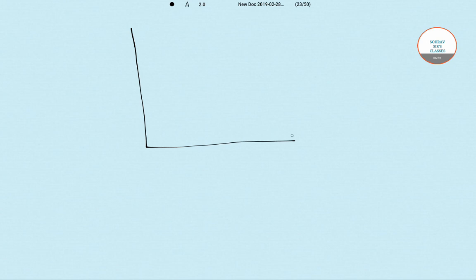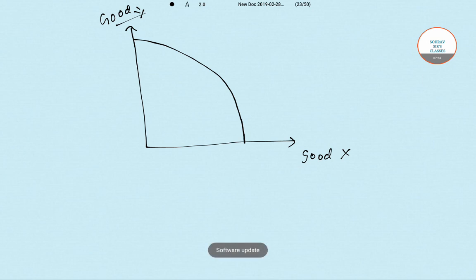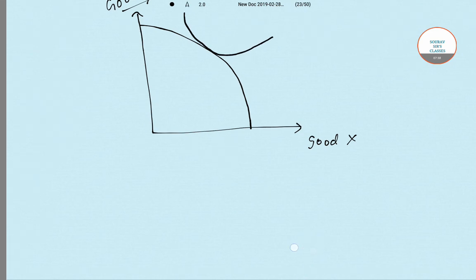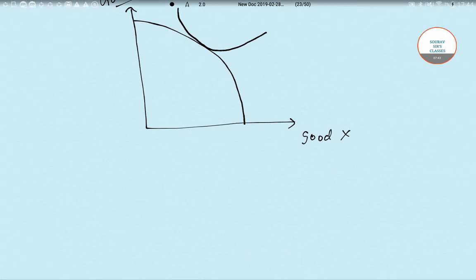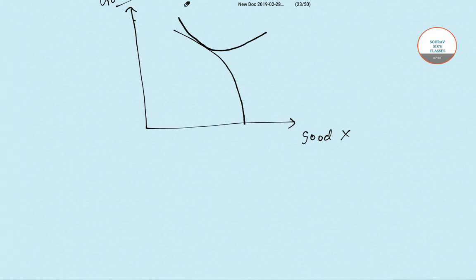In this diagram we will measure good Y on the vertical axis and good X on the horizontal axis. Now simply we will draw the PPF, which looks like this, and from this PPF we will draw the CI line. It is tangential to this point. From here we will draw the terms of trade line.